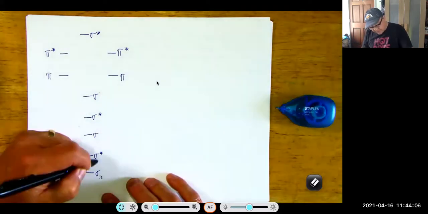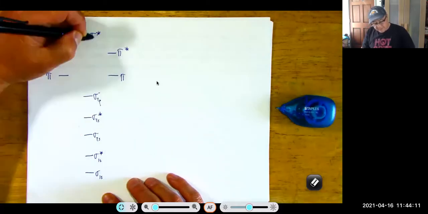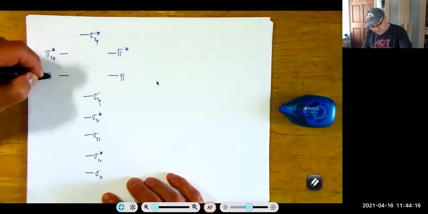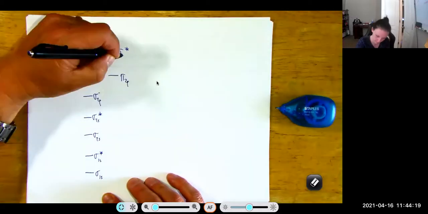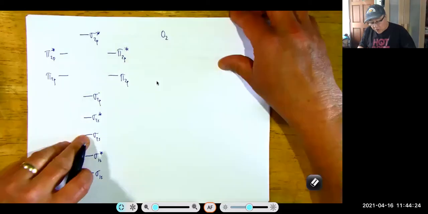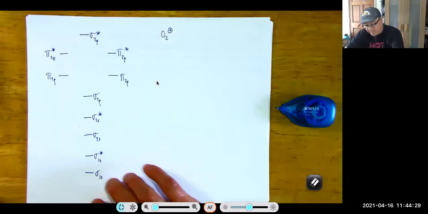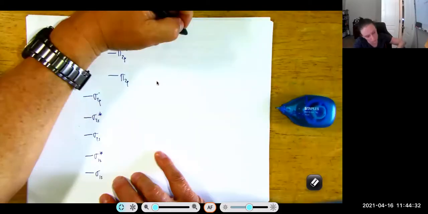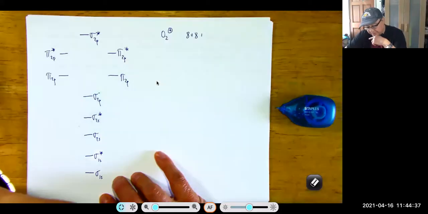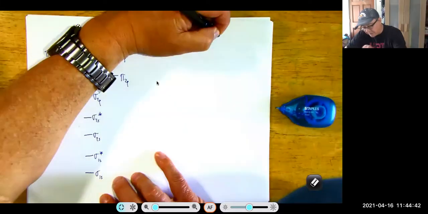1s, 2s, 2p. And the pi's are always 2p's, aren't they? Yes. Okay, how many electrons in O2 plus? 8 plus 8 is 16, right? And what about the charge? The plus charge removes one, so 15.